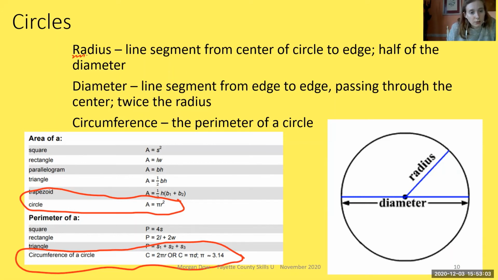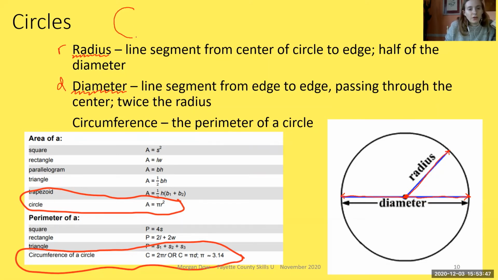So one measurement that we can take of a circle is the radius. The radius is a line going from the center to the edge of the circle. So it's kind of halfway across the circle. That's the radius. And then we could also talk about the diameter of a circle. The diameter is the measurement going all the way across the circle through the middle. So the diameter is actually twice as long as the radius, right? The radius goes halfway across, the diameter goes all the way across. Usually radius is abbreviated as the letter R and diameter is abbreviated as the letter D.